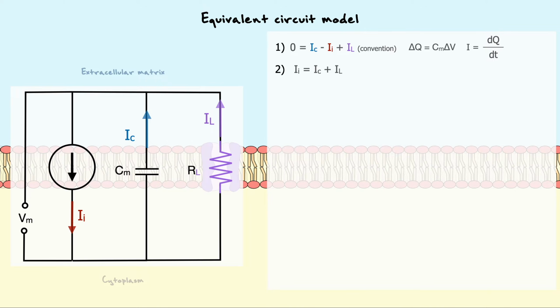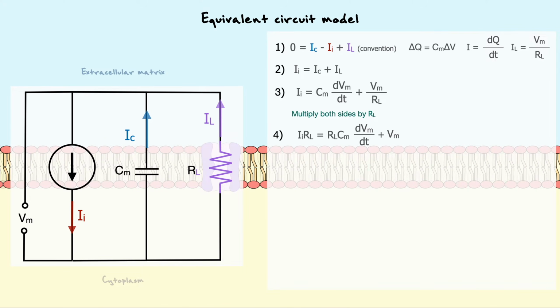As we previously did, we can substitute the currents with more thorough definitions. For the resistive current, we can use Ohm's law. From there, we can multiply both sides by RL to get this expression. In this differential equation, we can find the steady-state solution, which occurs when the rate of change in membrane potential equals 0. With dV over dt being 0, it leaves us with Vm being equal to the injected current times the resistance of the membrane.